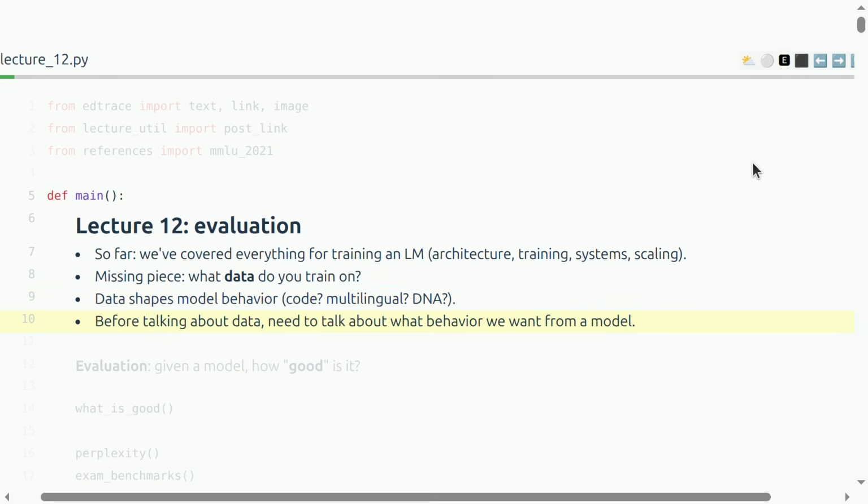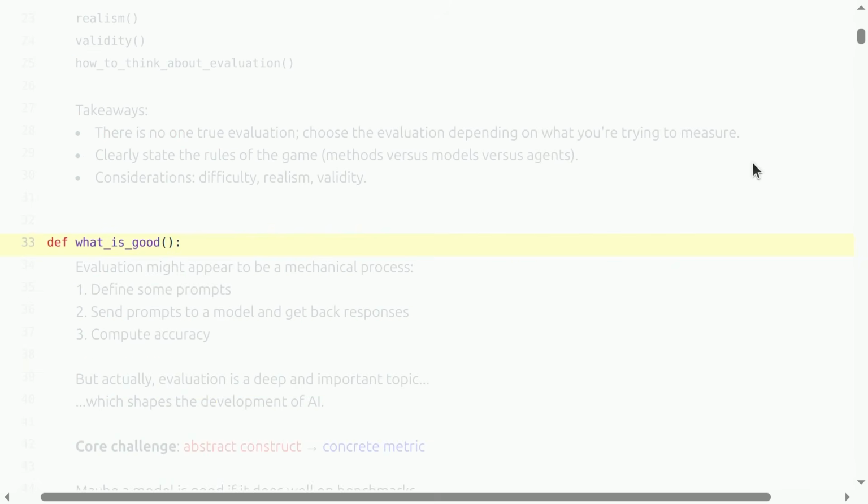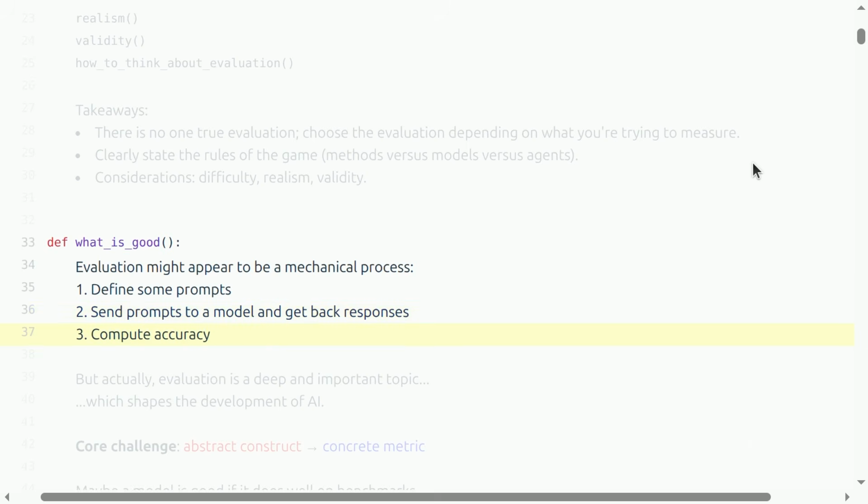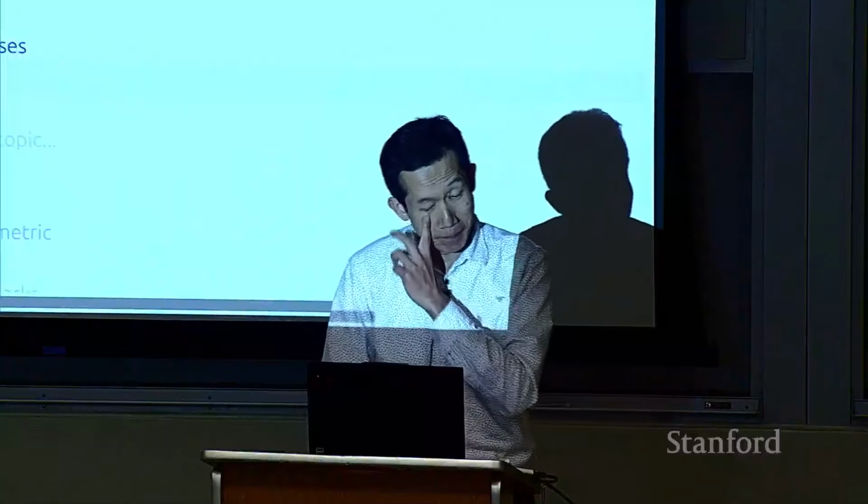But before we even get to data, we need to talk about what behavior we want from a model. And that's going to be the topic of evaluation. So evaluation asks the very simple question, given a model that we've trained, how good is it? So what is good? Evaluation might seem like a fairly mechanical process. You define some prompts, you send these prompts to your model, you get back some responses, and then you compute the accuracy. So why do we have a whole lecture on evaluation?